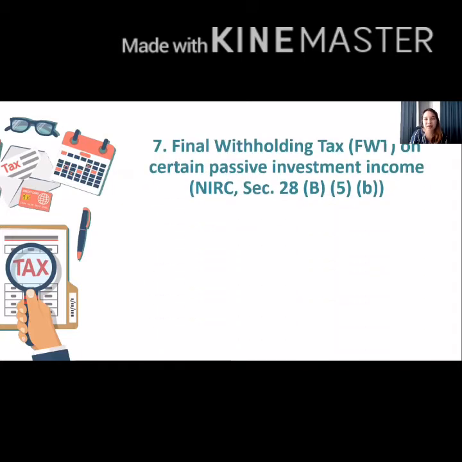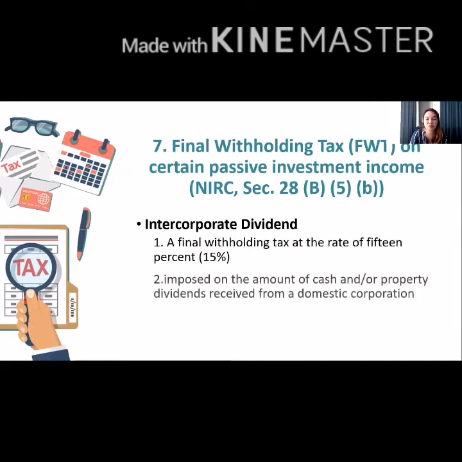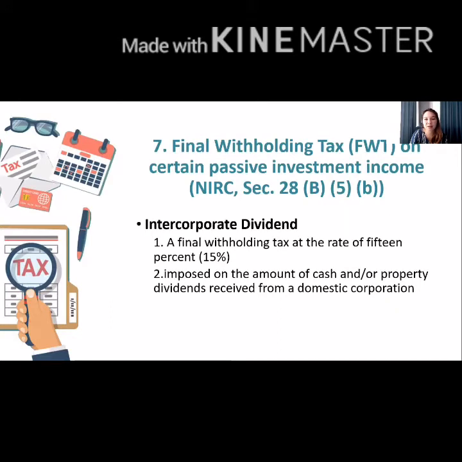The seventh type is the final withholding tax, or the FWT, on certain passive investment income under NIRC Section 28, Paragraph B, Number 5, Subparagraph B. So this talks about intercorporate dividends, so the passive investment income. A final withholding tax at the rate of 15% shall be imposed on the amount of cash and/or property dividends received from a domestic corporation.